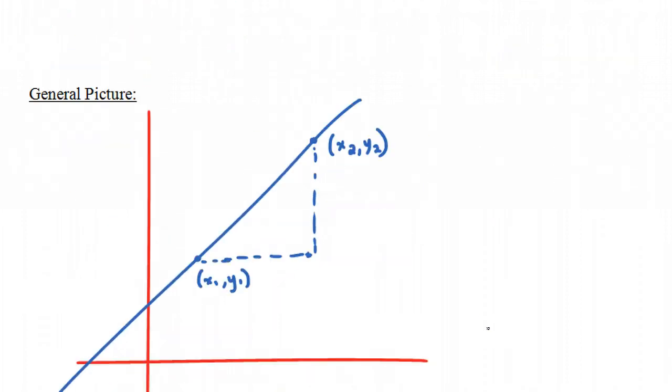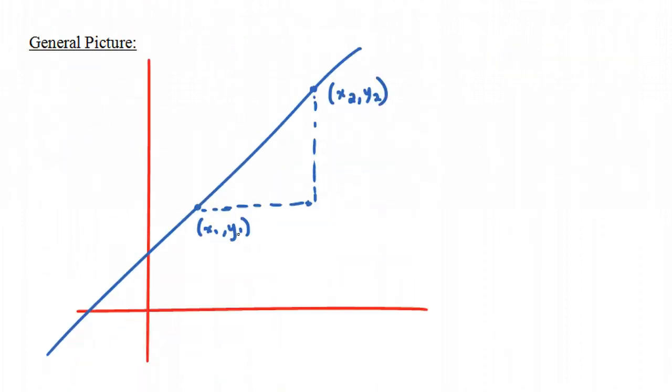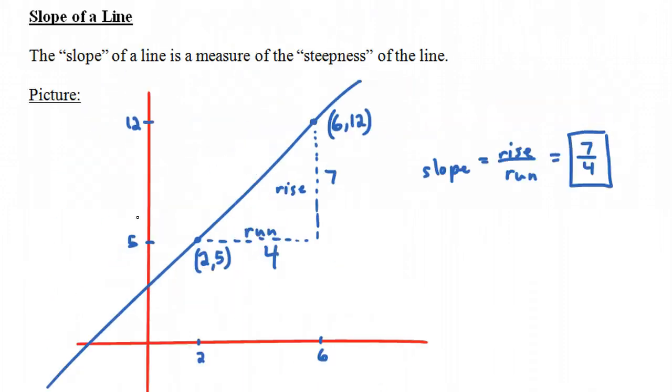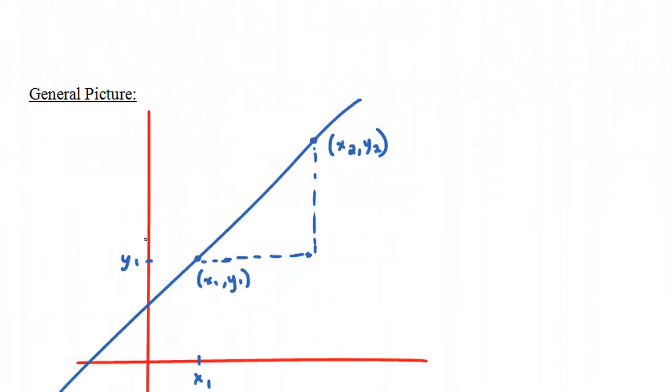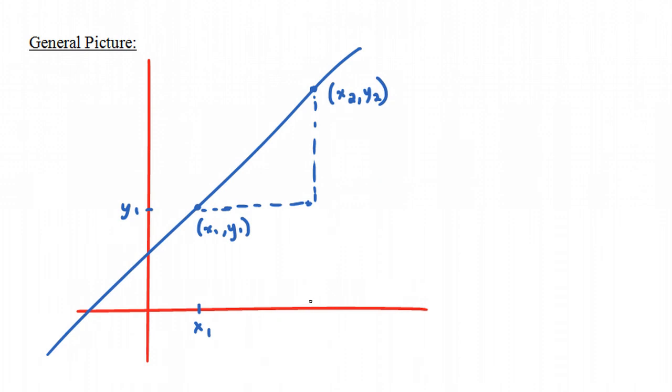Now, in a more general situation, if we have a point (x1, y1) and a point (x2, y2), how could we find the slope of that line? Well, for the point (x1, y1), the x-coordinate is x1 and the y-coordinate is y1. Just like in the previous example up here, we had (2, 5). The 2 was on the x-axis, the 5 is on the y-axis. Now (x2, y2), let's do the same thing for that point. Now the question is, what is the rise and what is the run?